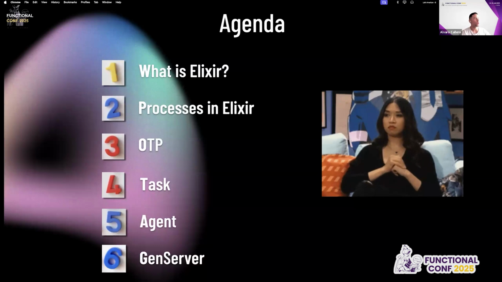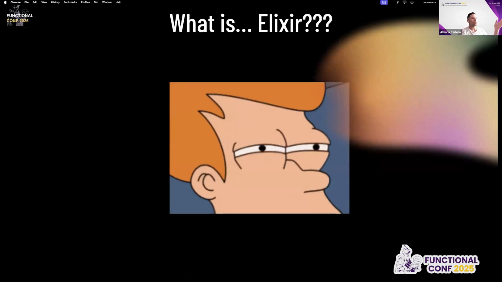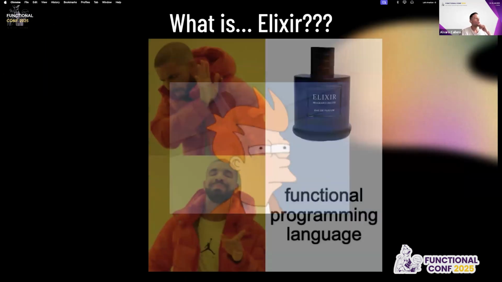This is the agenda for today. We're gonna start talking about what is Elixir, then how processes work in Elixir. After that, the main topic, this is OTP, and then three modules that belong to OTP, and these are Task, Agent, and GenServer. So, what is Elixir?